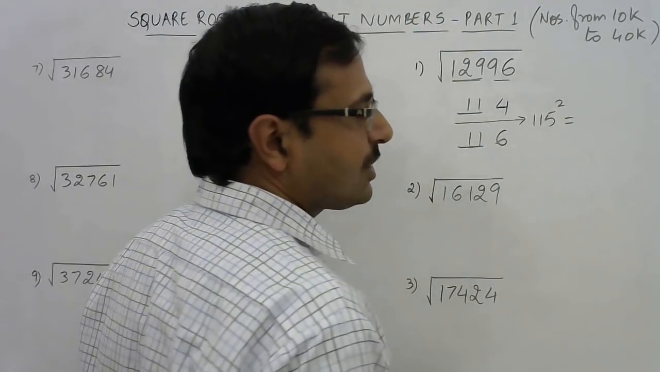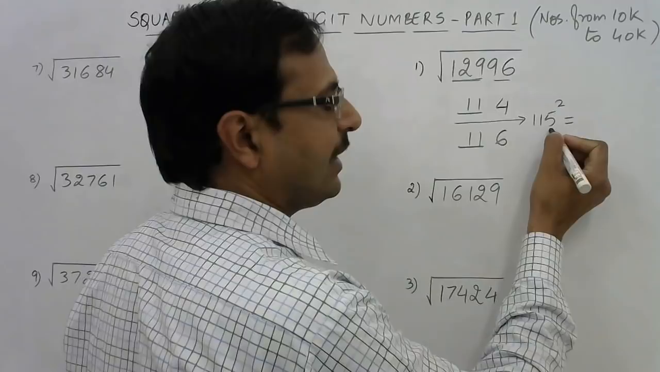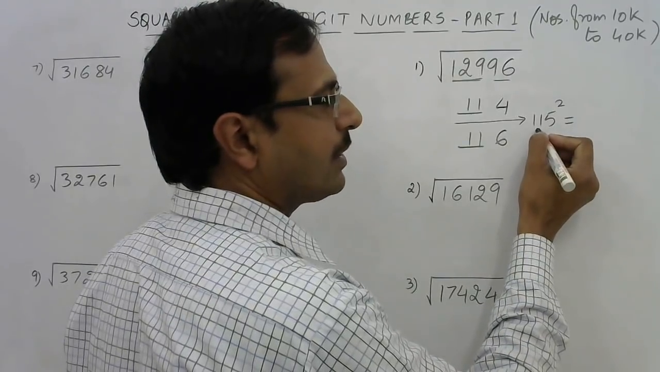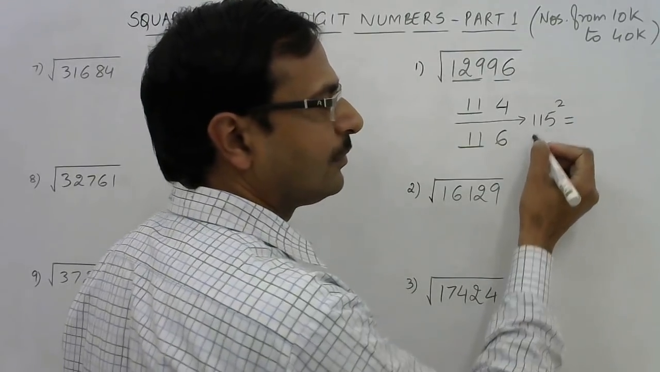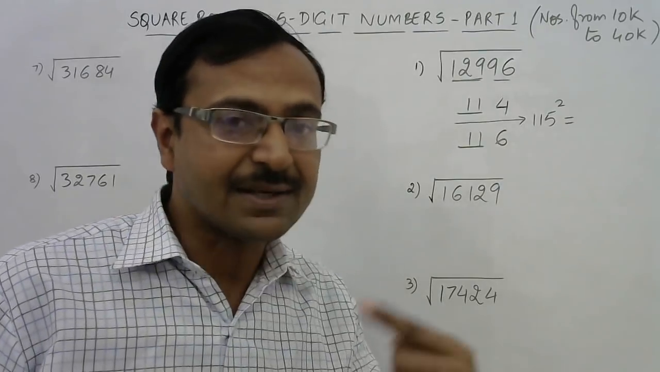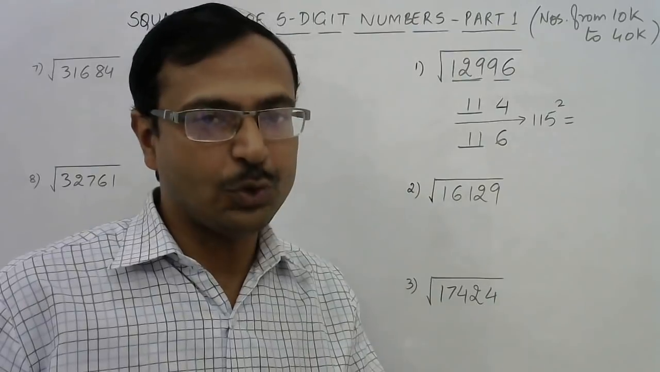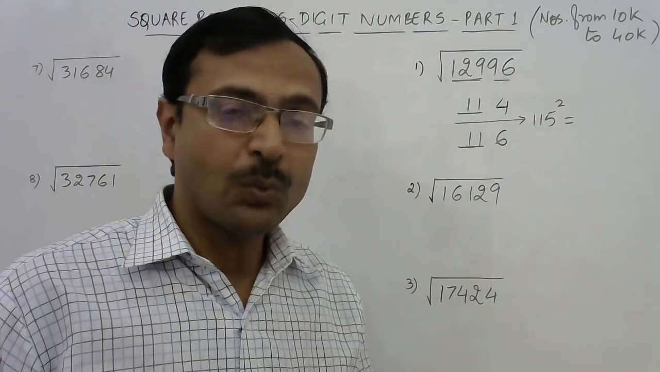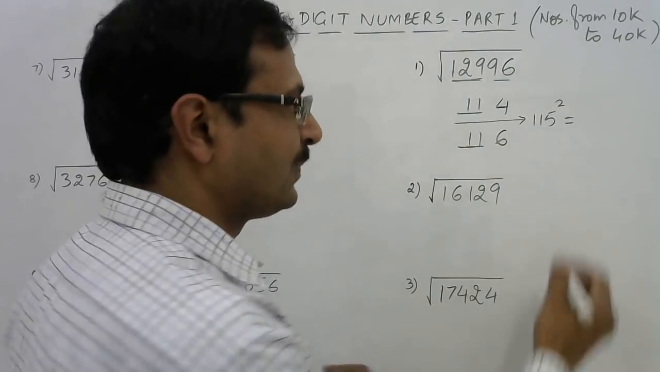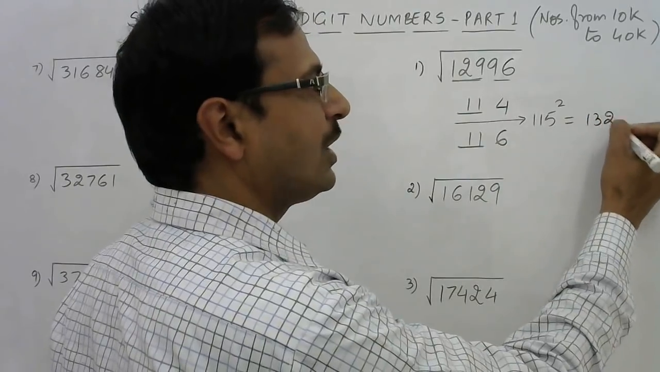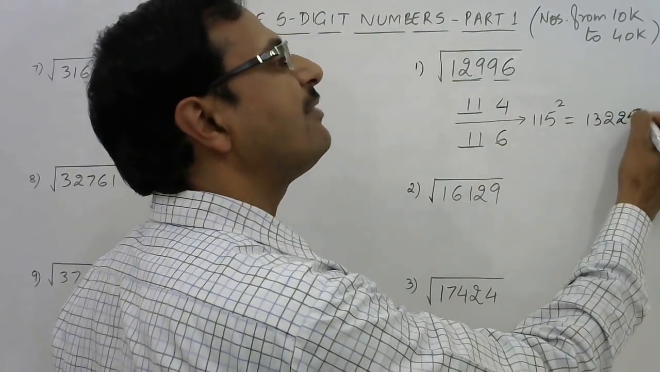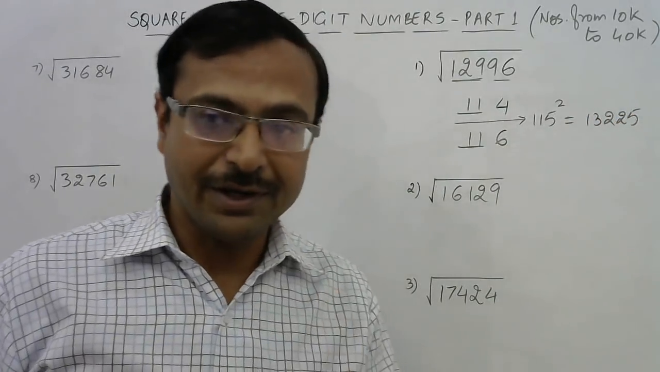This is yet another shortcut. Just forget 5. What number is there here? 11. Multiply 11 by its successor, 11 into 12. If you do 12 into 11, it will be 132. So 132, and end the answer with 25, you get the square of 150.